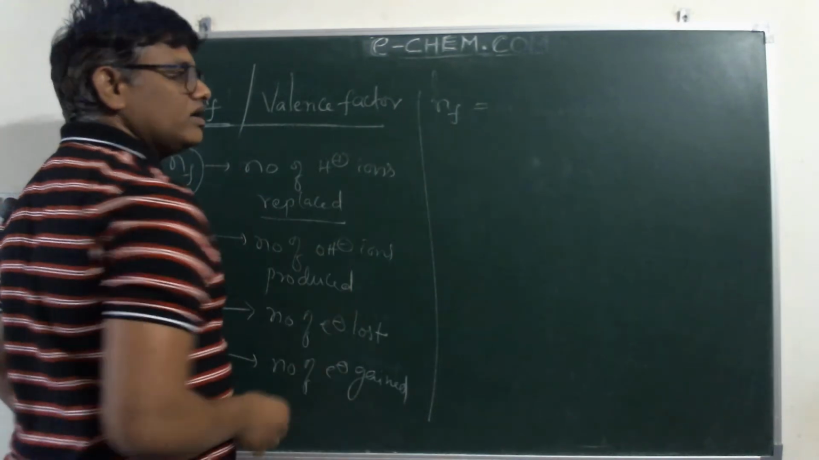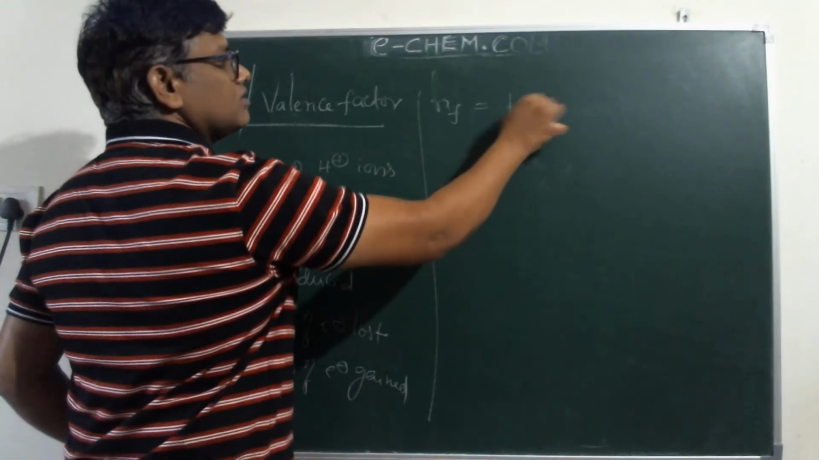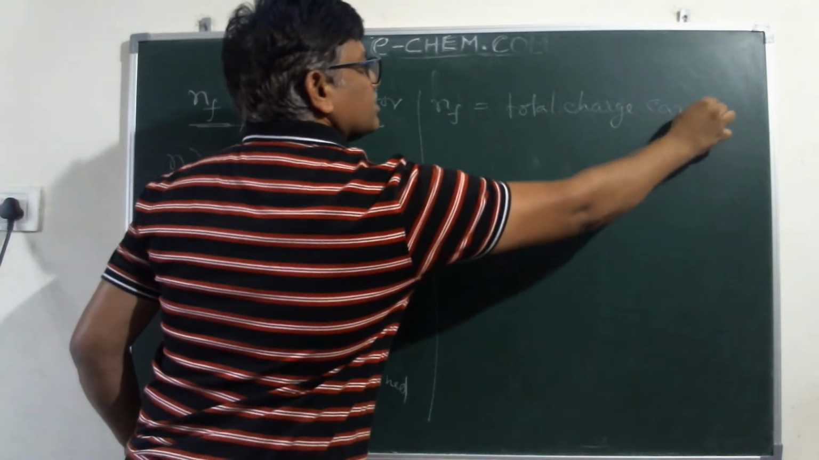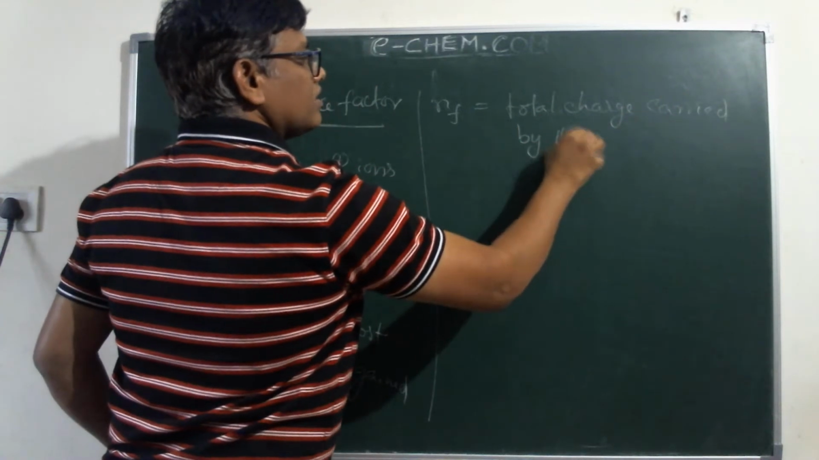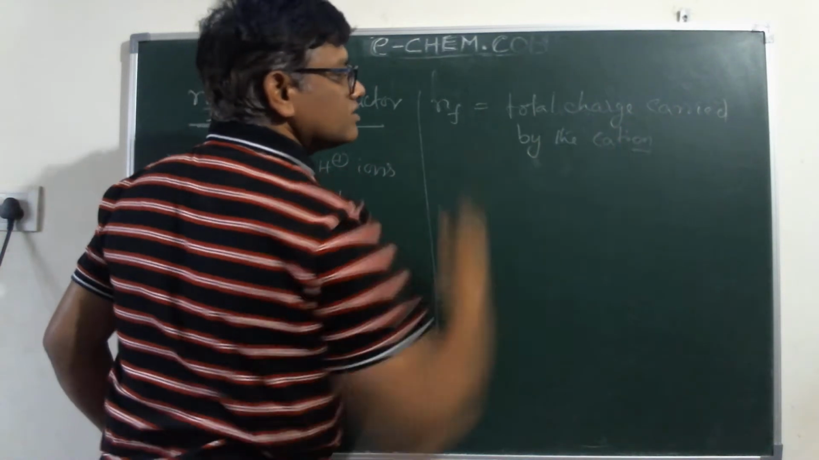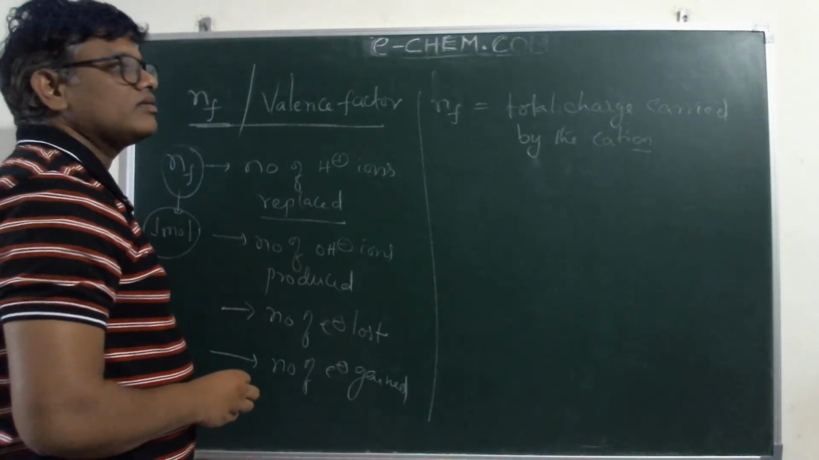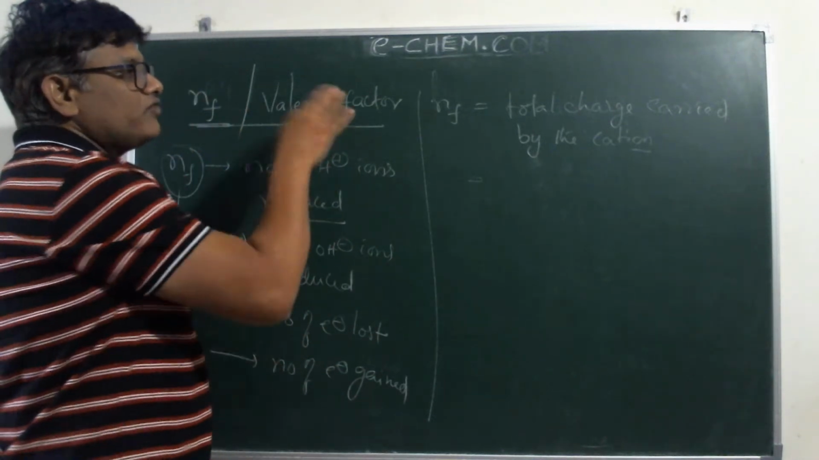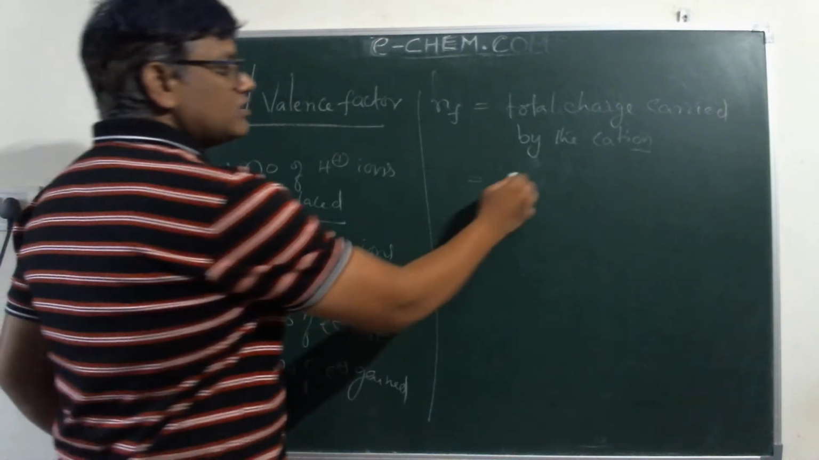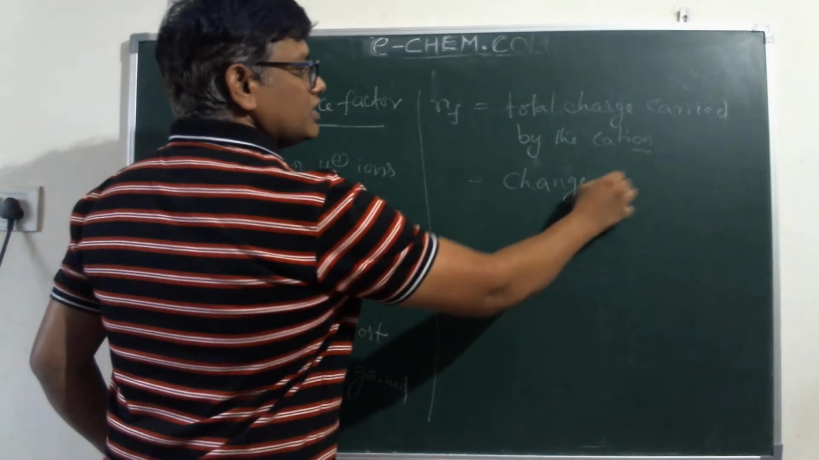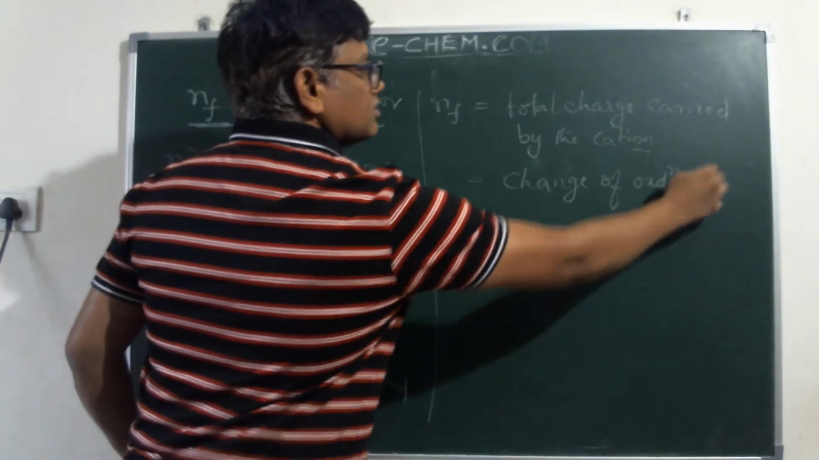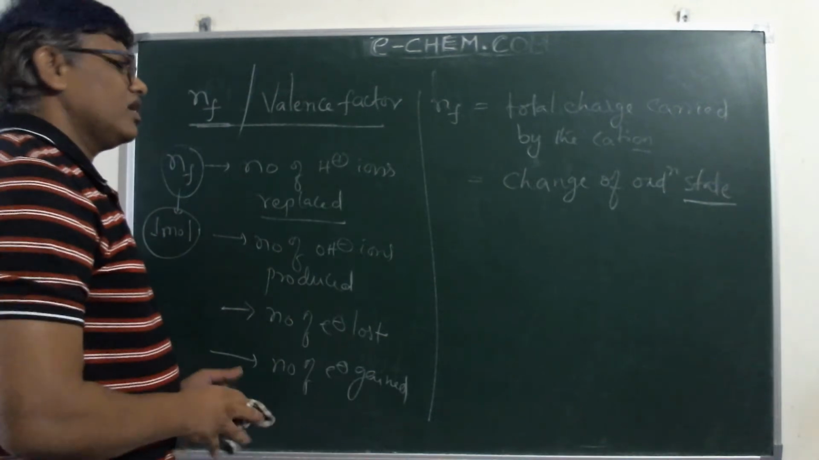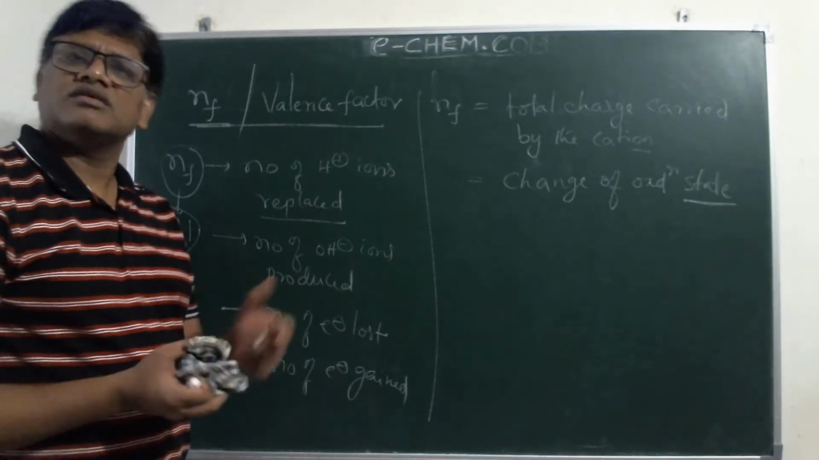For a salt, to calculate the n factor, the total charge carried by the cation from 1 mole of the compound has to be considered. If the reaction is a redox reaction, then the n factor is calculated based on the change of oxidation state per mole of the compound. So using this, we can calculate the n factors for various compounds.